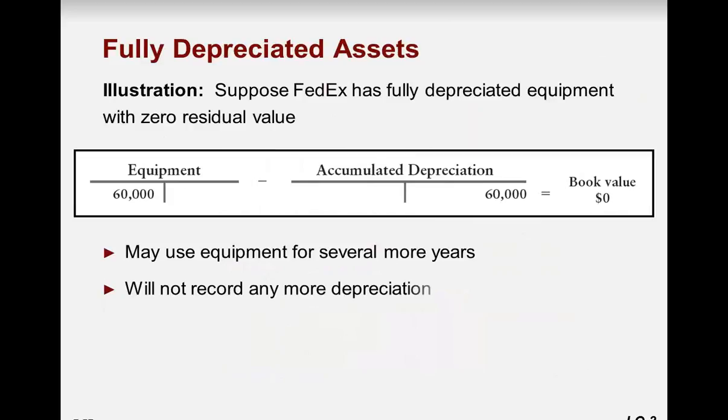So if you fully depreciated an item, or you have depreciated the item down to its residual value, you just don't depreciate it any further. If you keep it, you just keep it, and it sits there on your books at that book value until you sell that item or dispose of it.